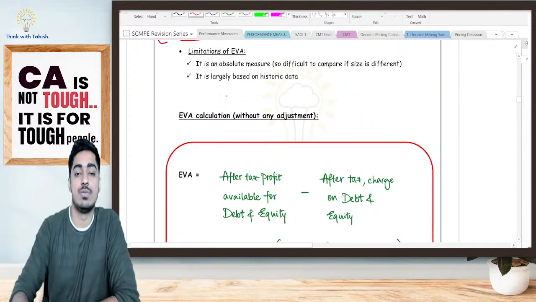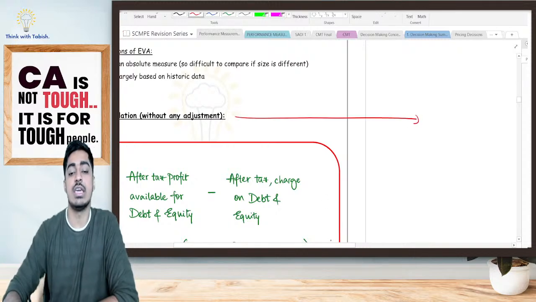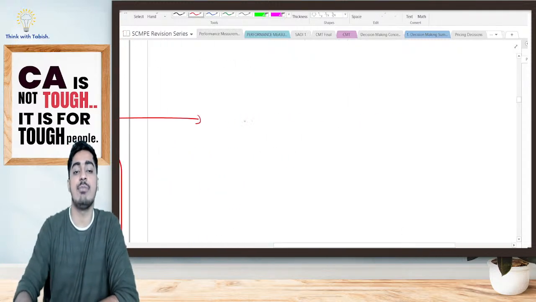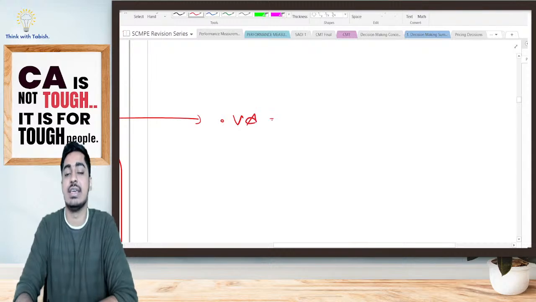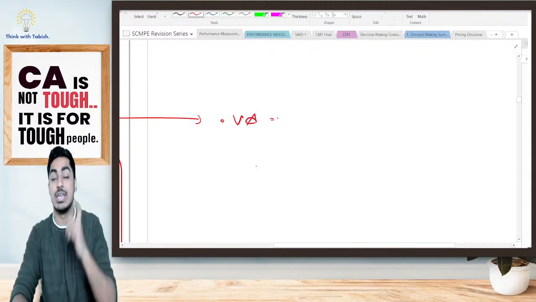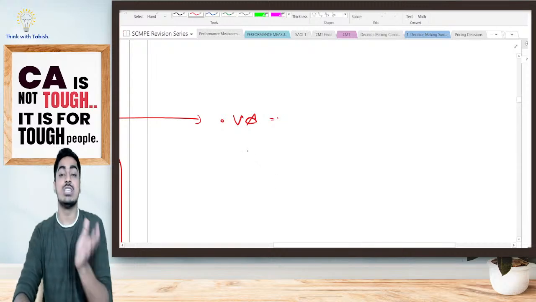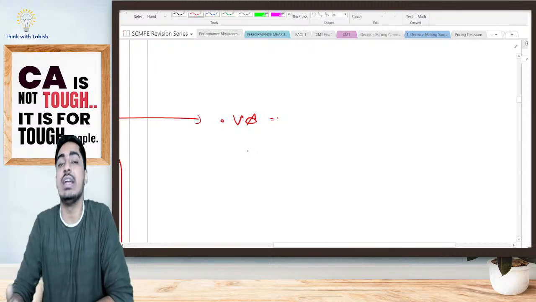Now, I'll tell you three things, students. In case of EVA, I'm looking at value addition. Economic value added, I'm telling you, is not based on accounting profit. Economic, in a real sense, what is my value added? What is my value addition?